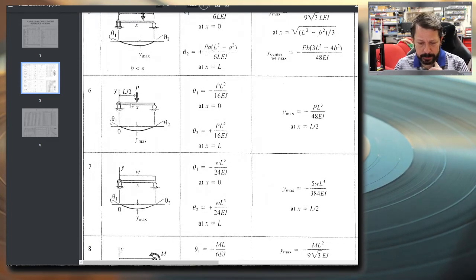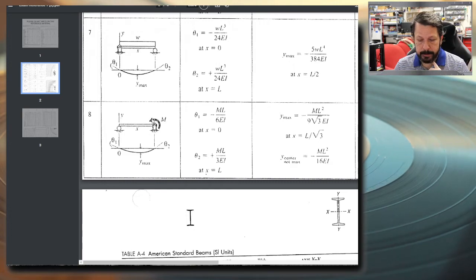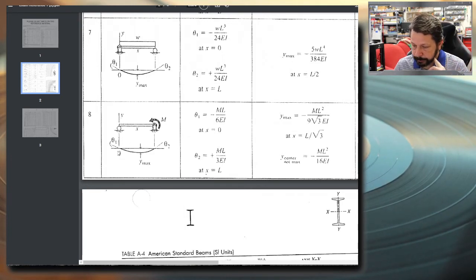It's just point load in the center of the span, evenly distributed load all the way across the beam, and then a concentrated moment applied to one end of the beam. Notice on this one that theta 1 and theta 2 are not the same value. So the theta 2, where the moment is applied, is a larger slope than theta 1, the other end of the beam. Same thing here where they give you the maximum deflection and the center of the span deflection.